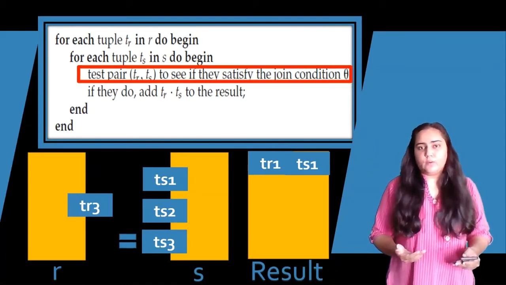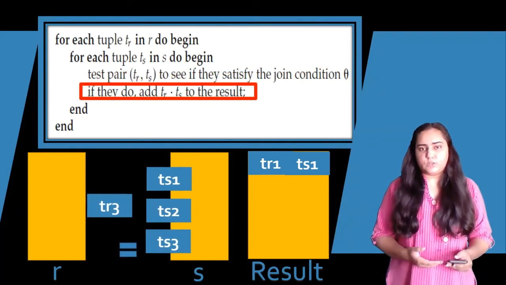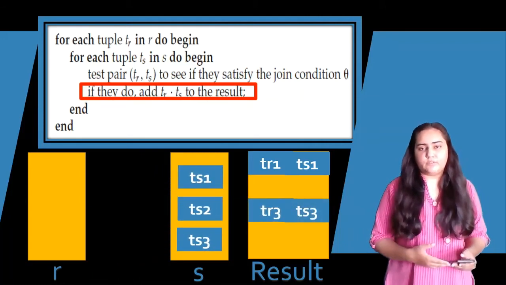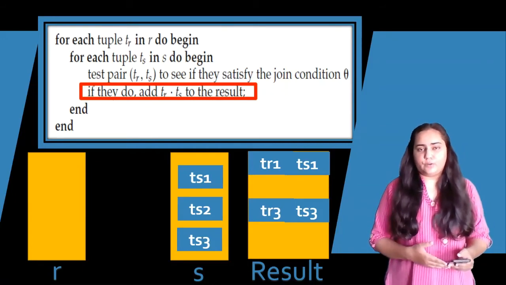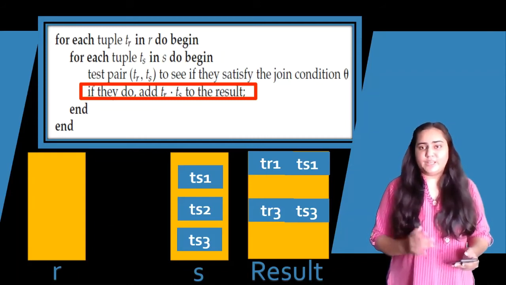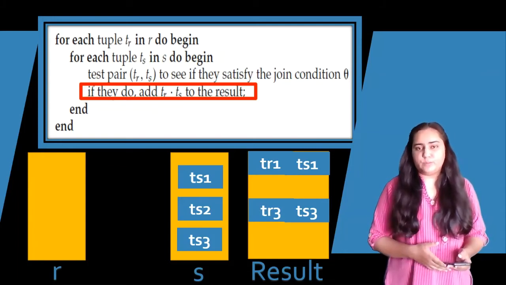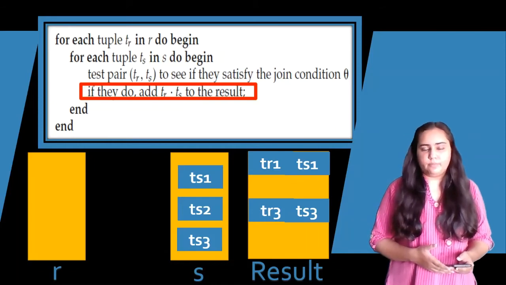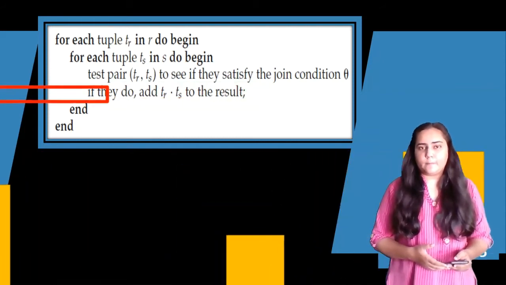Then in this case, once again, we are going to add TR3 and TS3 into the result through the next line of the algorithm. And now if you check the first line of the algorithm, there are no more tuples left in R to pick from. And that's why this is where the algorithm terminates and your result of the join operation is ready. Whatever tuples matched, they are present in the result. So this is the very basic join operation in a database management system.